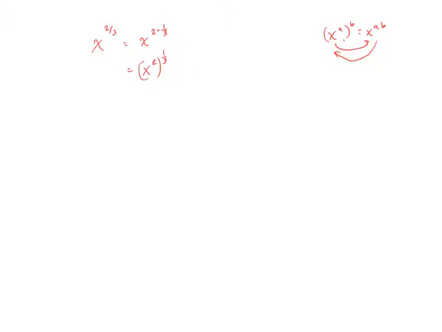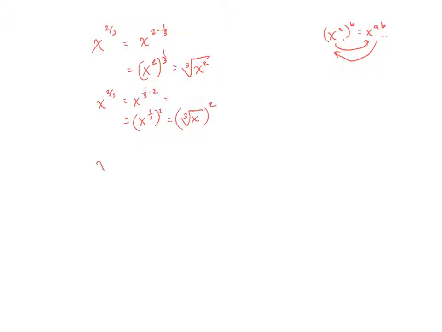And then the 1/3 power means, from the rule we just used, the cube root. So this is the cube root of x squared. Now, I could also think of x to the 2/3 as x to the 1/3 times 2, right? I mean, 2 times 1/3 and 1/3 times 2 are the same, because multiplication is commutative. So if I were to then write this as x to the 1/3 raised to the second, using this rule over here, that would give me the cube root of x squared.